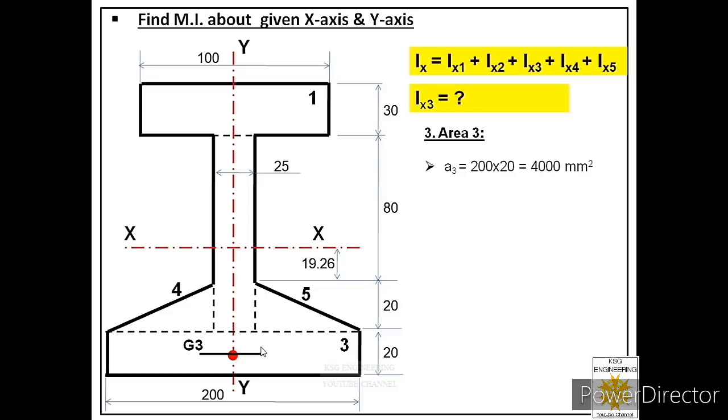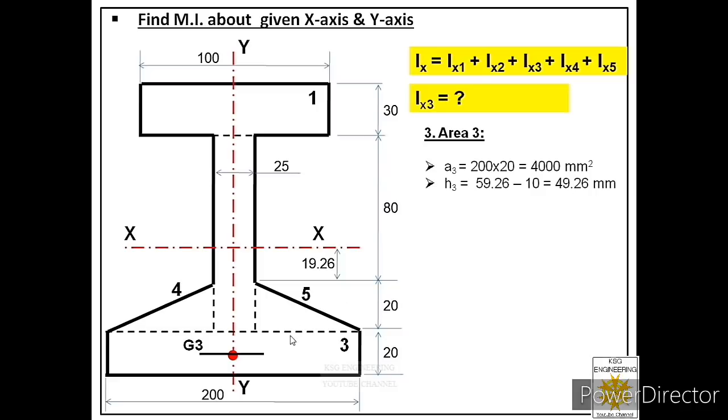Now the next step is we should find H3. What is H3? H3 is the distance between the main axis and the centroidal axis of area 3. Means this distance. This is H3. So how can we find this distance? Very easy. We can say the position of the main axis from the base is at 59.26 minus 10. That is the position of the centroidal axis from the base. So H3 will be 59.26 minus 10, which is equal to 49.26 mm.